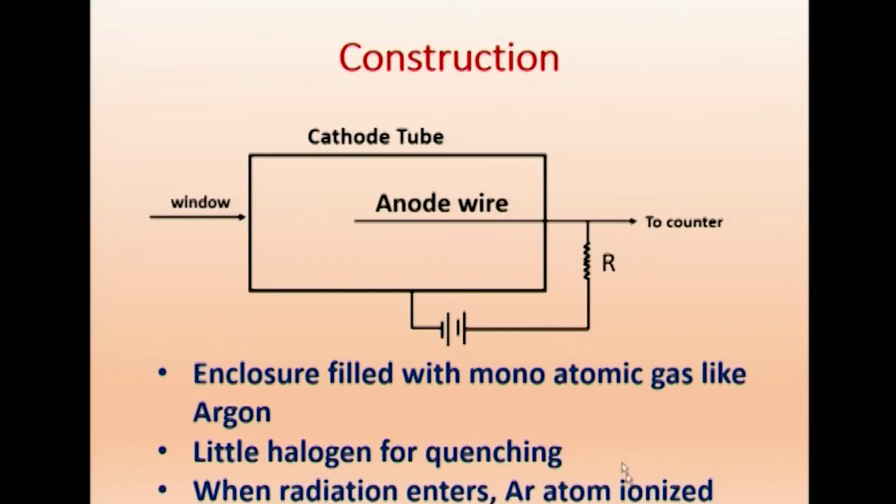The Ar atom is ionized. This argon, the symbol is Ar, is filled with Ar gas and also some halogen, but mainly the majority will be Ar gas. So, when a particle enters, it will get ionized. One electron will come out. So, what will happen once it gets ionized? The Ar atom will become an ion.